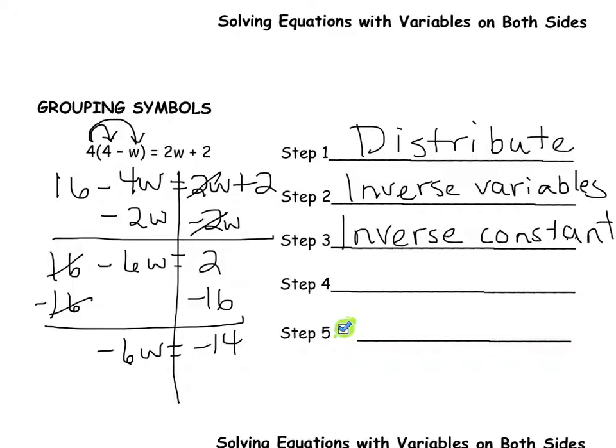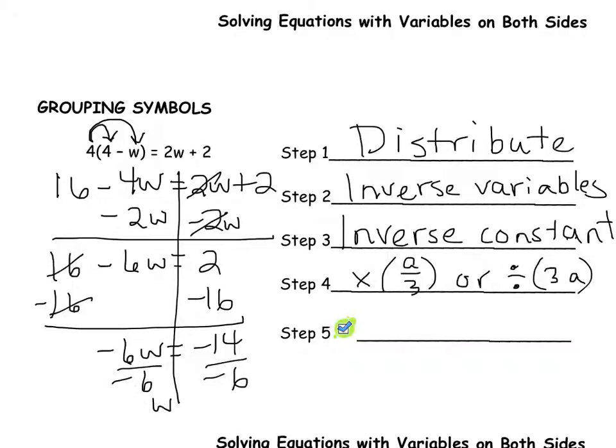And then my last step in this problem is going to be to divide. Remember that if you're multiplying as your last inverse operation, it would be a variable over a number. But in this case, we're going to divide because we have a constant right beside a variable. So I'm going to divide by negative 6. So w equals positive, because two negatives make a positive, 14/6, which can be simplified to 7/2.